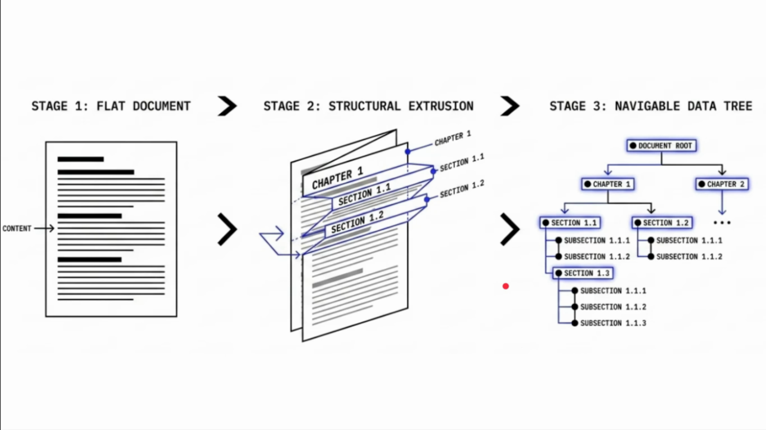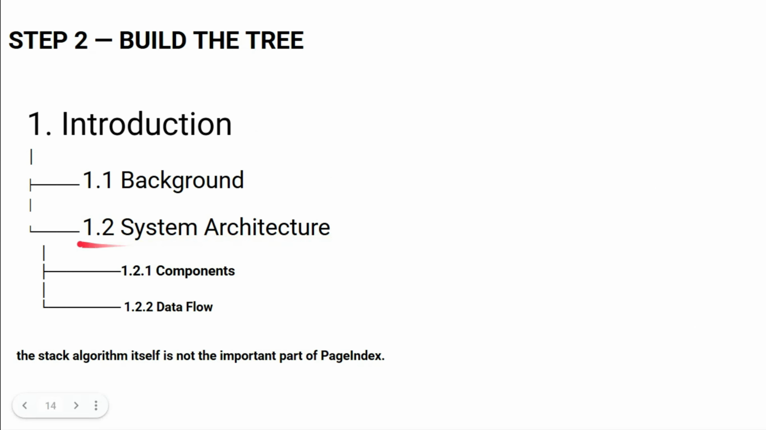Step 2. Once we have the headings, we need to organize them. We need to figure out which heading is the parent and which heading is the child. Which section belongs under which chapter. And this is where we build our tree. For example, here 1.2 system architecture is the parent, and 1.2.1 components and 1.2.2 data flow are its children. So we are converting a flat list of headings into a hierarchical structure, and that tree is what page index will eventually navigate through.